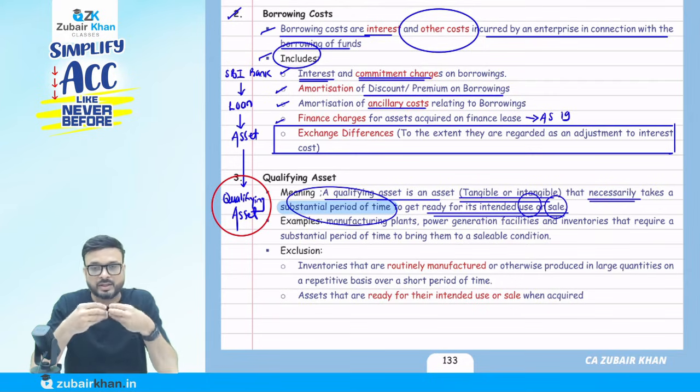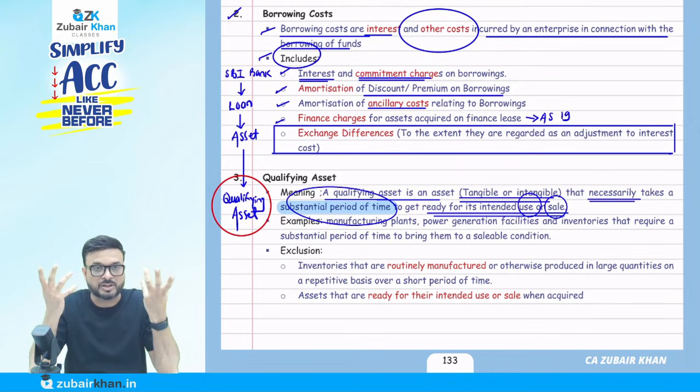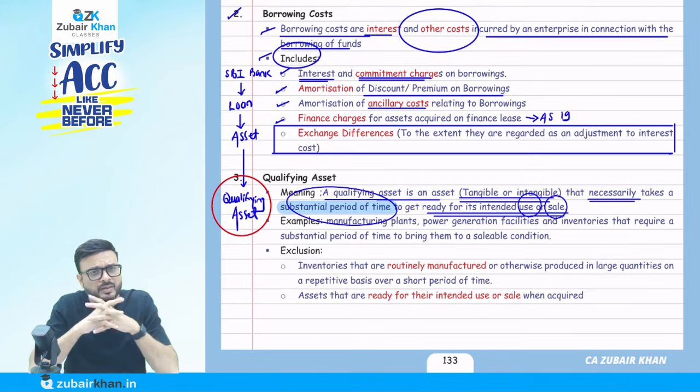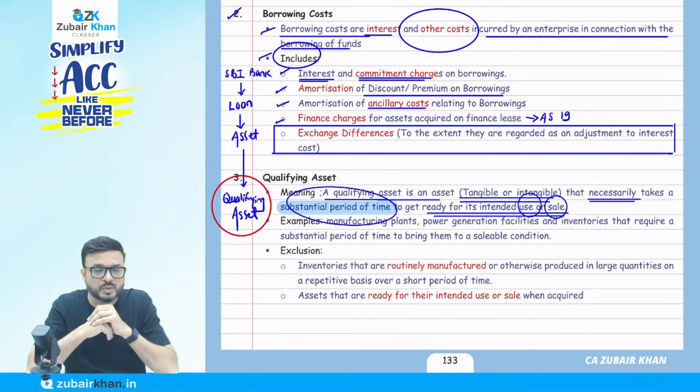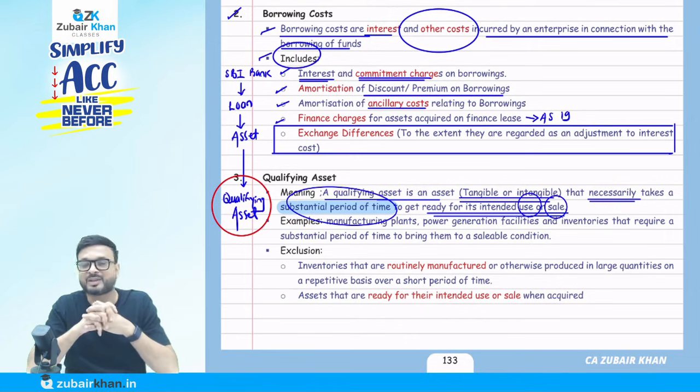You take a loan, in India it is very common for us to take a loan from Bajaj Finance. You took a loan from Bajaj Finance to purchase some furniture. Can I capitalize the interest that I'm paying to Bajaj Finance? No. Why? We are taking the loan for the purpose of furniture. Is the furniture a qualifying asset? No, because furniture is not taking a substantial period of time to get ready for its use. It is already ready. You can use it immediately. So that is not a qualifying asset.